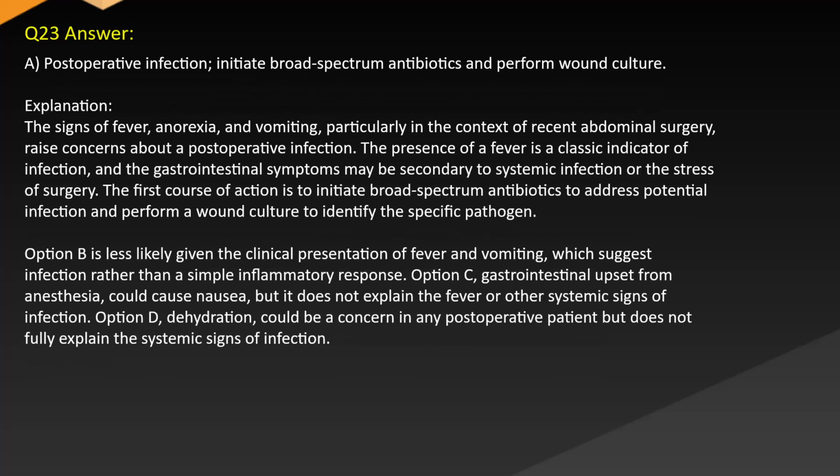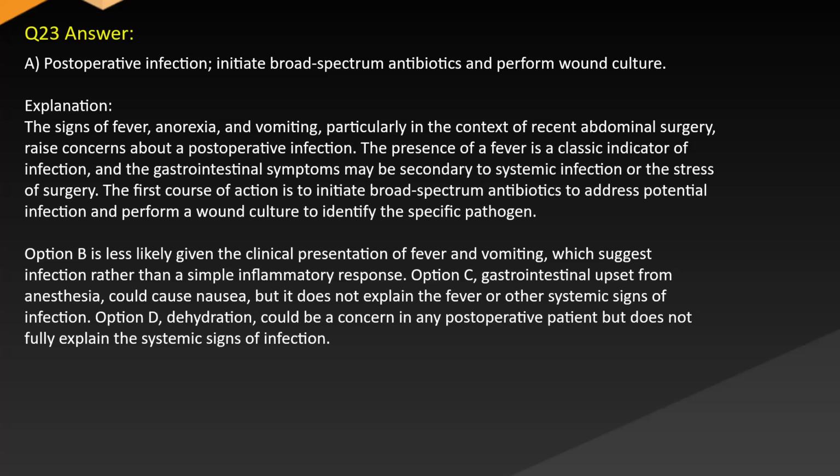Answer A. Postoperative infection. Initiate broad-spectrum antibiotics and perform wound culture. Explanation. The signs of fever, anorexia, and vomiting, particularly in the context of recent abdominal surgery, raise concerns about a postoperative infection. The presence of a fever is a classic indicator of infection, and the gastrointestinal symptoms may be secondary to systemic infection or the stress of surgery. The first course of action is to initiate broad-spectrum antibiotics to address potential infection and perform a wound culture to identify the specific pathogen.